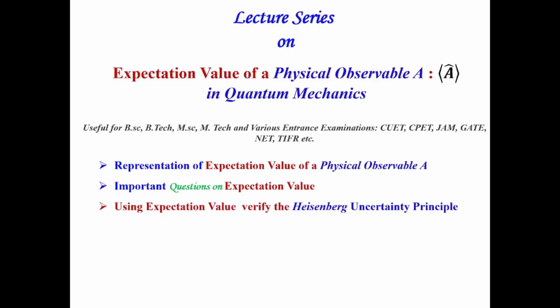Okay, hello everyone. Welcome back to the lecture series on expectation value of a physical observable quantity in quantum mechanics. In our last two classes, we discussed in detail the representation of expectation value of a physical observable A and some important questions on expectation value. In today's class, using expectation value, we are going to verify the Heisenberg uncertainty principle.